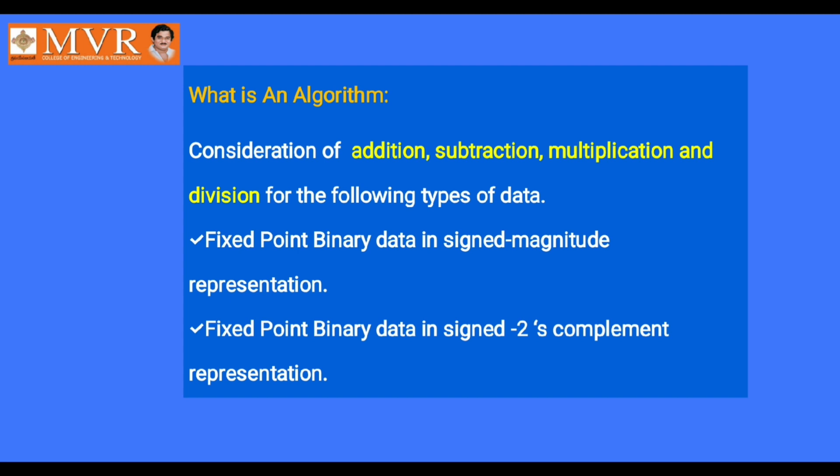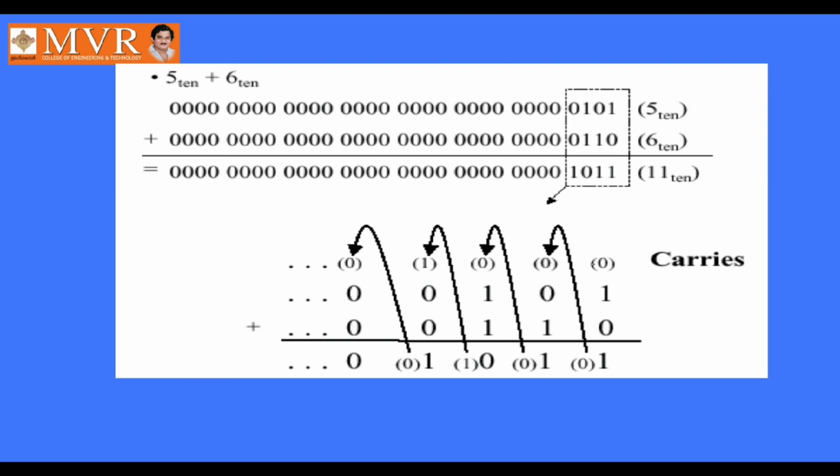Now we will look into different types of flowcharts, and how these four basic operations, that is addition, subtraction, multiplication and division, are performed using the following data: fixed point binary data in signed magnitude form and fixed point binary data in signed 2's complement form. These four operations are to be performed, and with these two kinds of data we will go into further discussion in these chapters. Let us see here, an example is given: 5 base 10 and 6 base 10, both are going to be added.